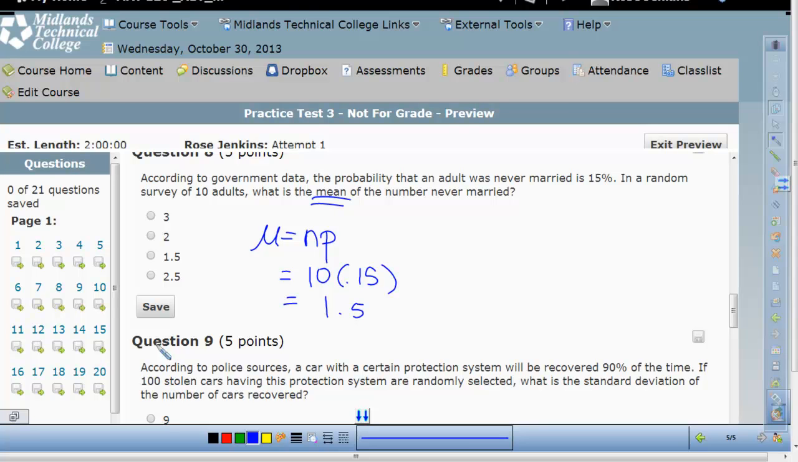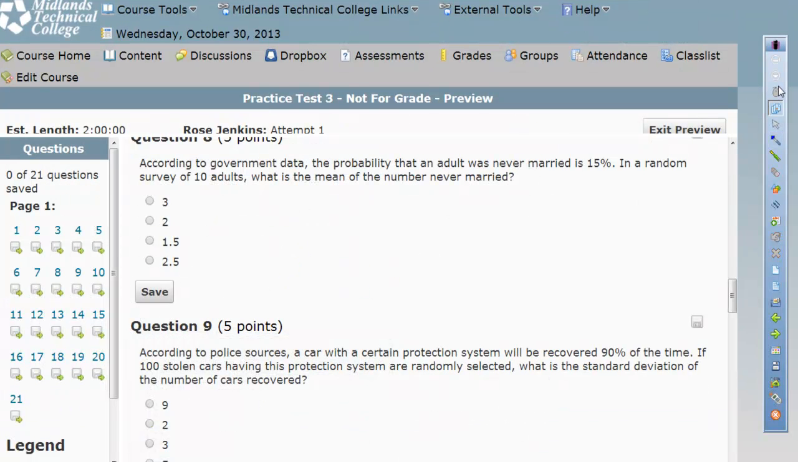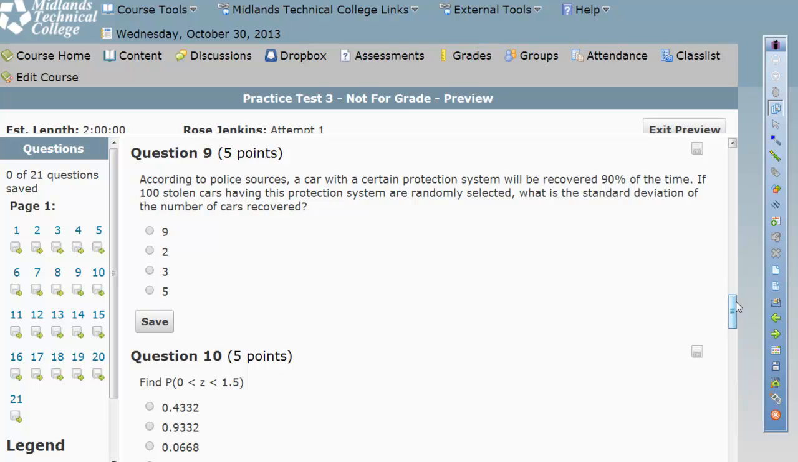Okay. All right, number 9. According to police sources, a car with a certain protection system will be recovered 90% of the time. If 100 stolen cars having this protection system are randomly selected, what is the standard deviation of the number of cars recovered? They've asked us for the standard deviation, except first we need to know what kind of distribution it has. We might start by asking, is it binomial?